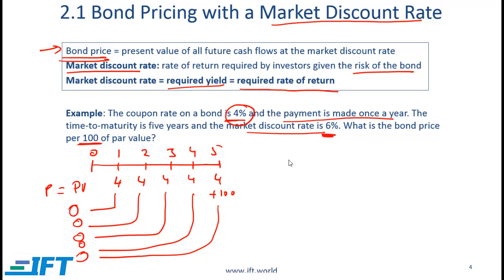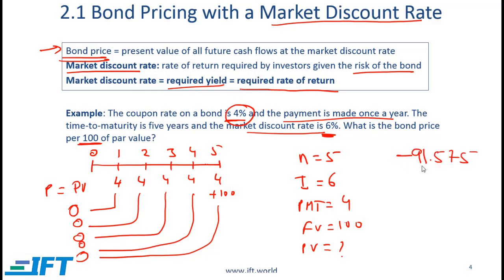What you need to do is plug in the following. N is equal to 5. The interest rate is equal to 6%. Payment is equal to 4. Future value is equal to 100. And you compute the present value. The answer you should get is minus 91.575. I hope you remember this from quant, but when you plug in positive numbers for future value and payment, the calculator will give you a negative number for the present value.